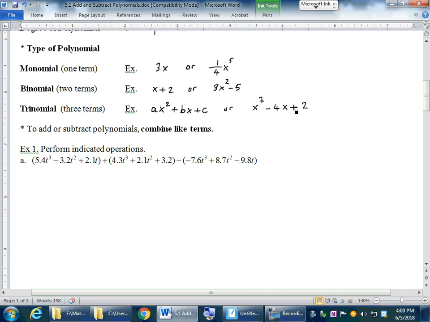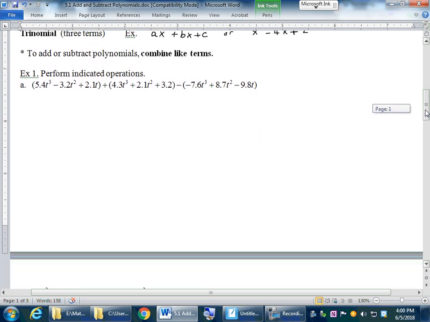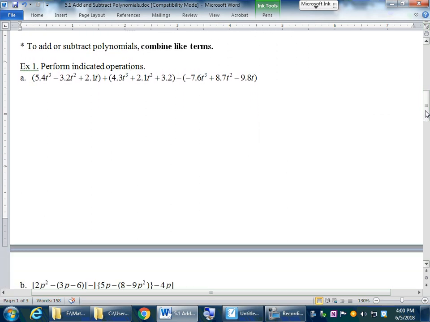So now, adding and subtracting polynomials is like combining like terms. Hopefully we remember what like terms means. They must have the same variable, and they must have the same exponents on each variable, right? Same exponents.